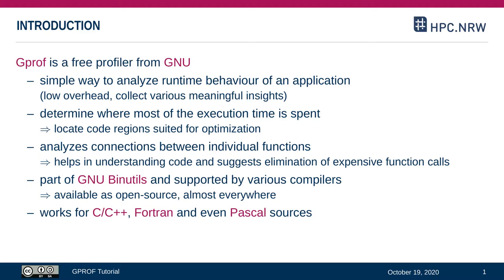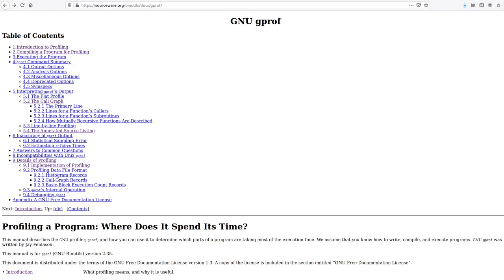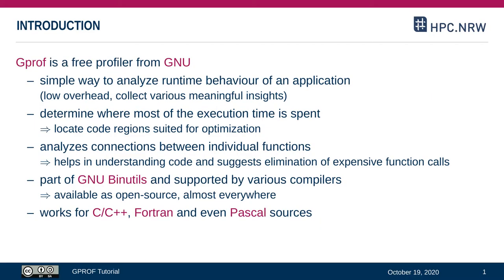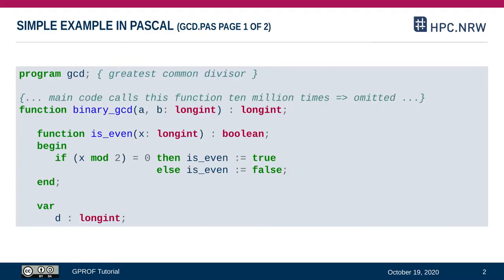Gprof is part of the GNU binutils suite and supported by various compilers. It's available as open source and therefore almost everywhere. Gprof works for several programming languages such as C, C++, Fortran, and even Pascal sources. Let's start with a very simple example in the Pascal programming language.